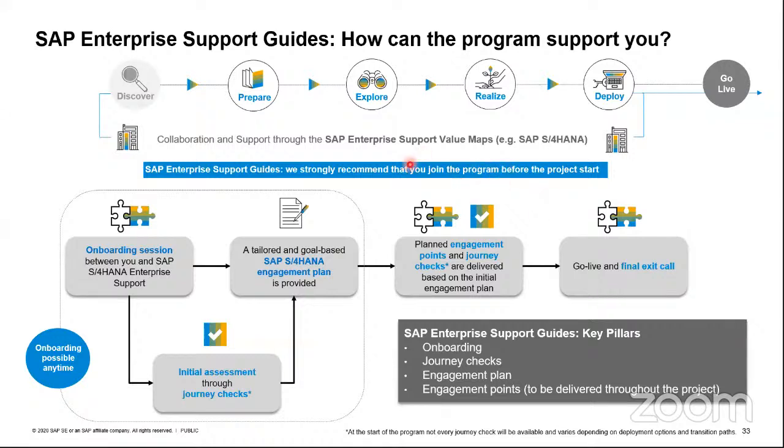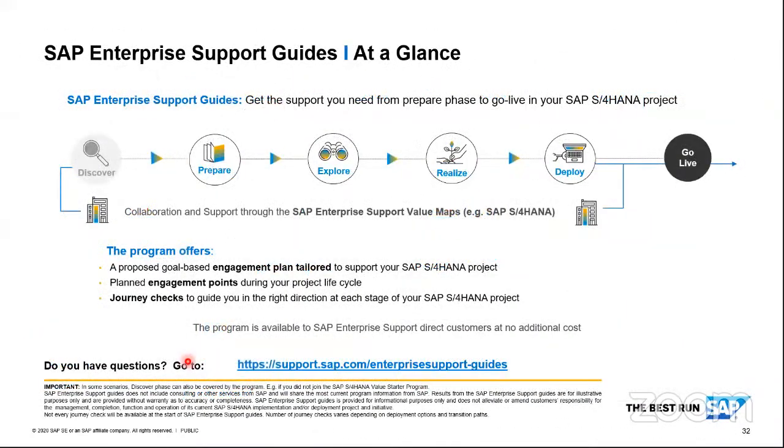After that, we will have an engagement point call to discuss any queries you have, we will try to address them, and we will align on the next steps as well. After the go-live, we will have an exit call to close the Enterprise Support Guides program. We strongly recommend you register for Enterprise Support Guides as soon as you start your project. To get more detail on the Guides program, this is the direct link. Once we share the presentation, you can go to the link and explore more on the program.